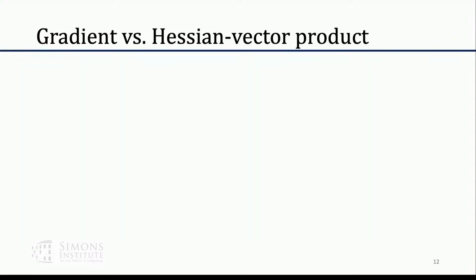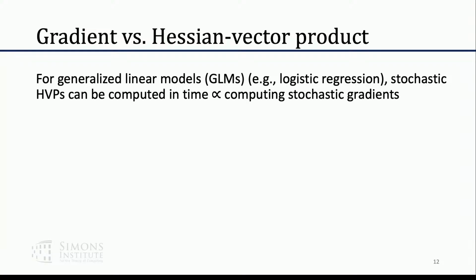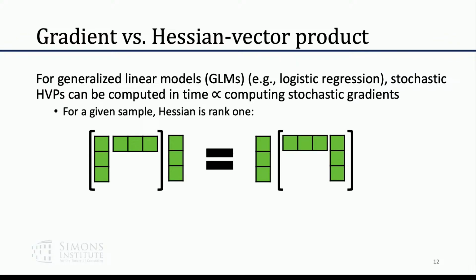But it turns out that for problems with sufficient structure, we can actually do this quite a bit more efficiently. I like to point this out in the context of generalized linear models, specifically things like logistic regression, where they can be computed in time basically proportional to the cost of computing a stochastic gradient. How do we see this? If you take a given sample in one of these generalized linear models, the Hessian is rank 1, so we can just shift the product to an inner product, get a scalar, and then multiply it by a vector. So this is a proof of concept of why this might be possible.